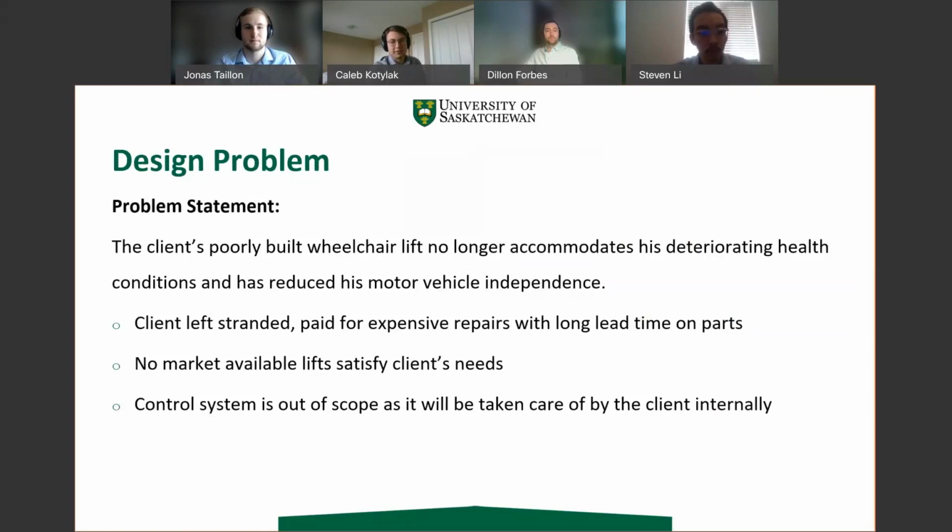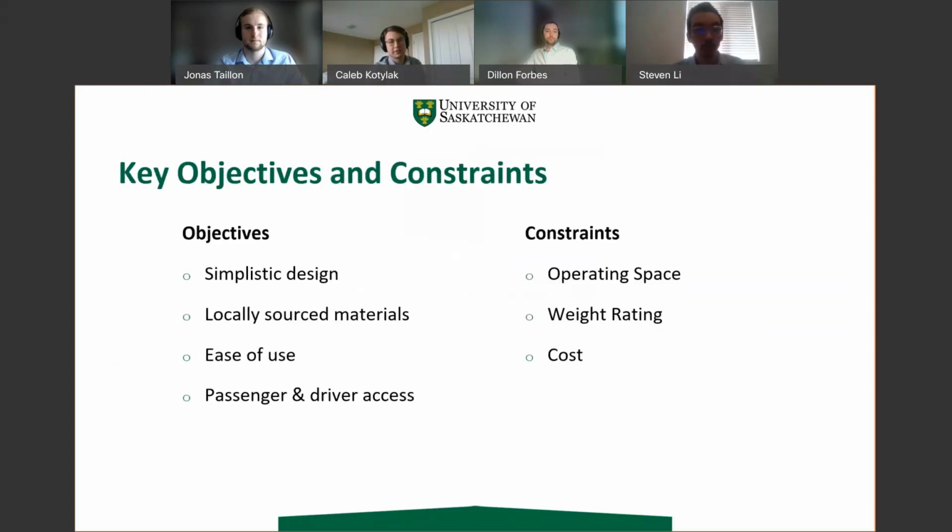None of the market available lifts satisfy the client's needs, as they are all either complete vehicle conversions at a steep cost or crane style lifts that the client has expressed he is not interested in. The control systems will be out of the scope of this project, as the client wishes to take care of this section himself. This brings us to the key objectives.